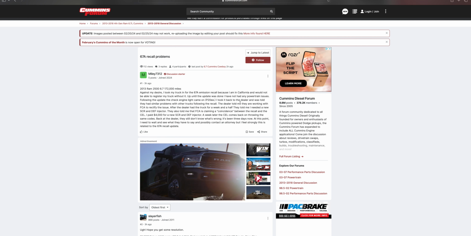"Against my desire, I took my truck in for the 67 Alpha emissions recall because I am in California and would not be able to register my truck without it. Up until the update was done, I have not had any powertrain issues. Following the update, the check engine light came on. P20EE. I took it back to the dealer and was told they had similar problems with other trucks following the recall. The dealer told me they are working with FCA to rectify the issue.